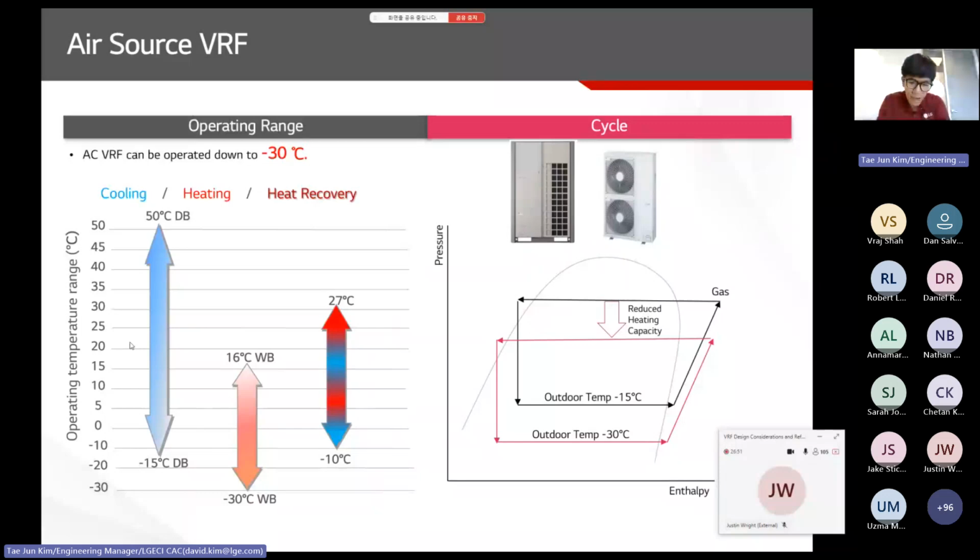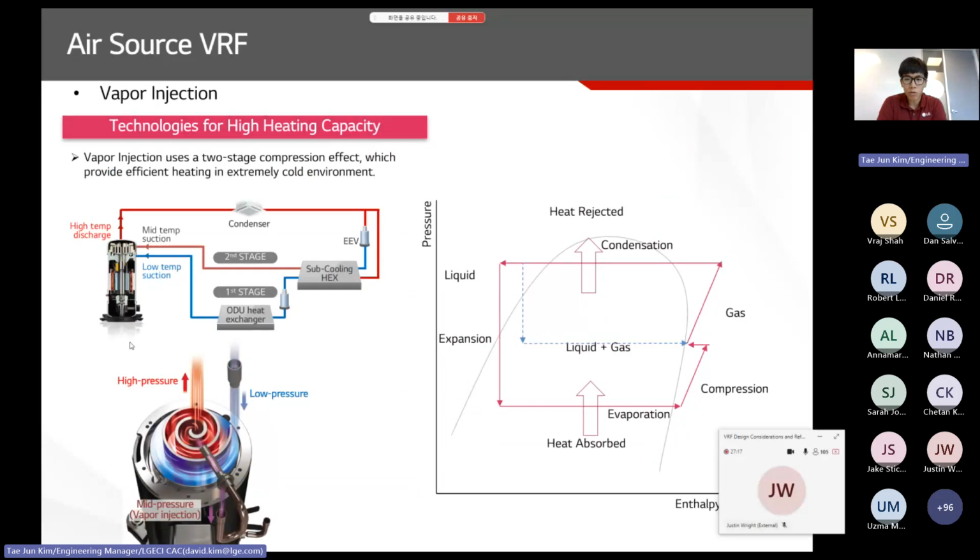However, because these are air source units, there are some downsides, and this is present for all heat pump systems, which is heating capacity derating, right? As the outside air temperature decreases, the heating capacity also decreases. And a lot of the manufacturers have been trying to overcome this in various ways. One example is something called vapor injection. Some other manufacturers may call it differently, like flash injection, but the concept is the same.